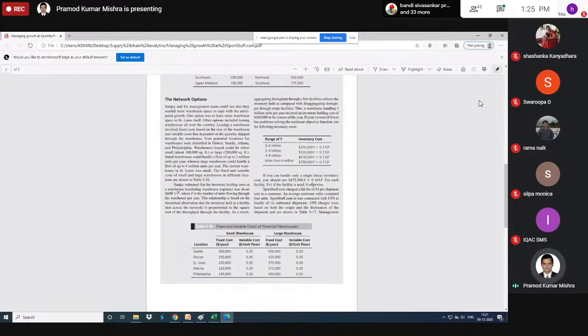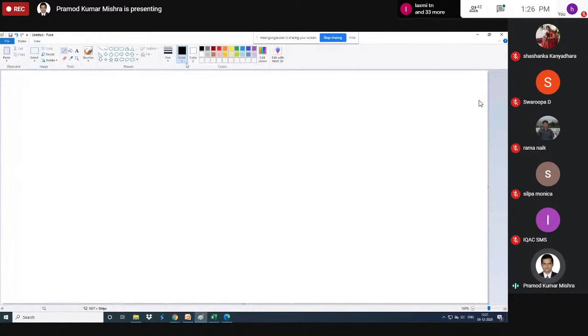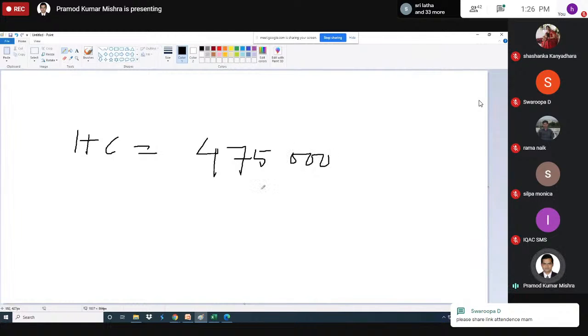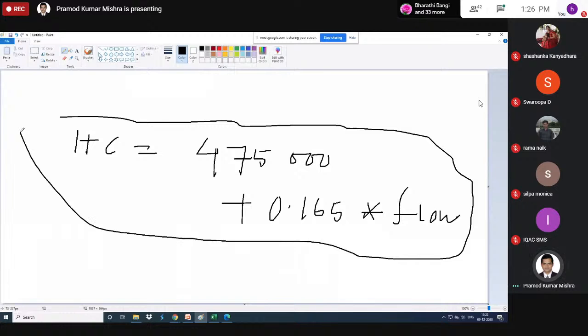Here, if there is an item coming to a typical warehouse, then what will be the holding cost? The holding cost they have empirically calculated. I'll show you. The holding cost is equal to 4,75,000, that is the fixed cost, plus 0.165 into the flow of the items that is happening to the warehouse. So this is actually the thing that is happening, right?